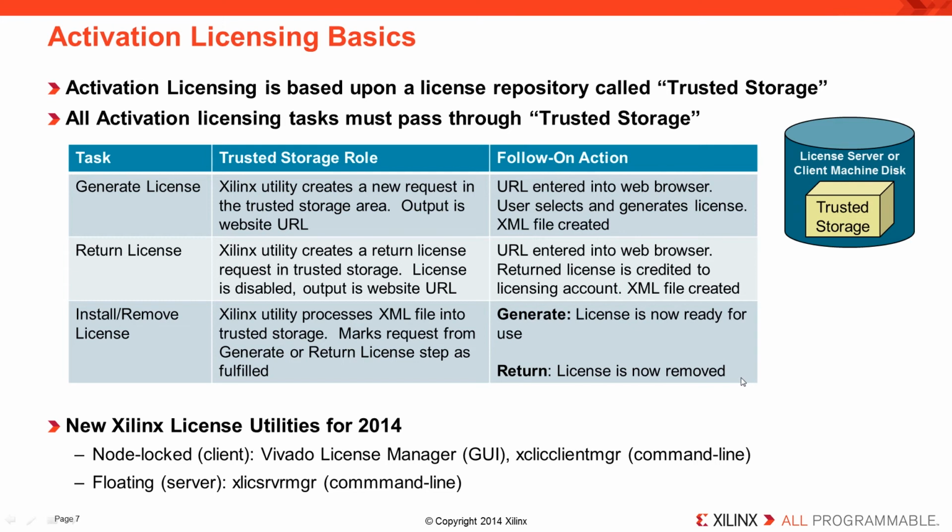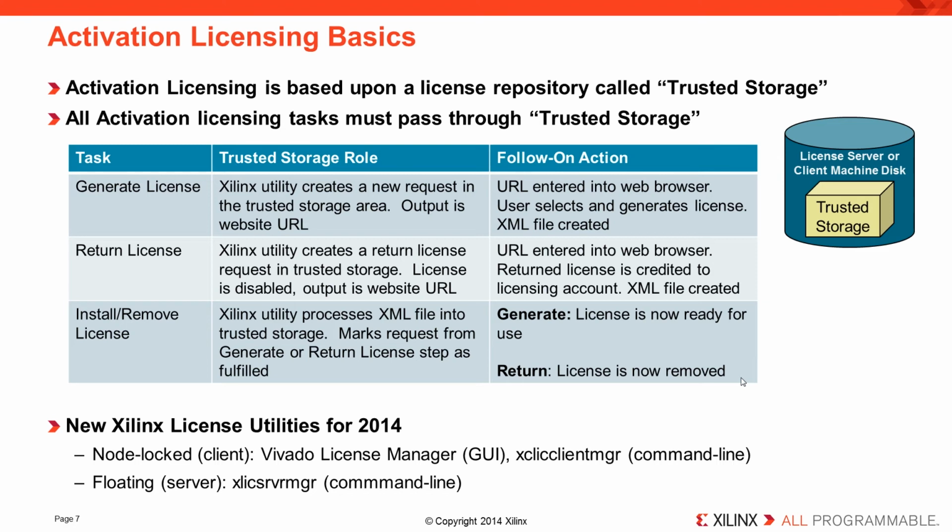So how does activation-based licensing work? Well, activation licensing is based upon a license repository, that secure container that we were talking about earlier called trusted storage. And because of that, all activation licensing tasks actually pass through trusted storage on their way to the website. So no longer can you just go to the website by entering the URL directly from your browser. You actually need to create a request in the trusted storage, and that trusted storage then outputs a URL for you to use.